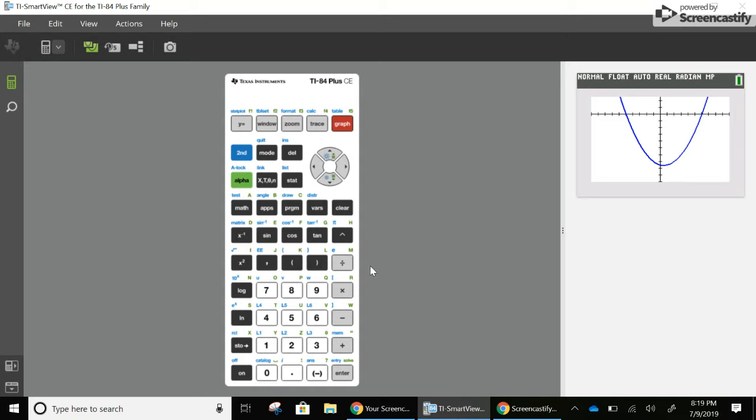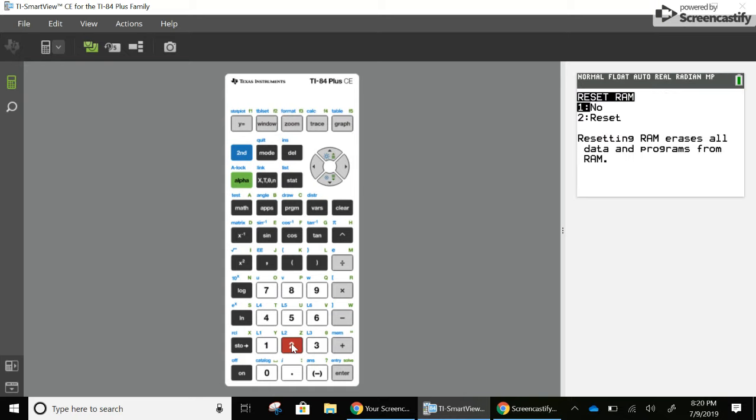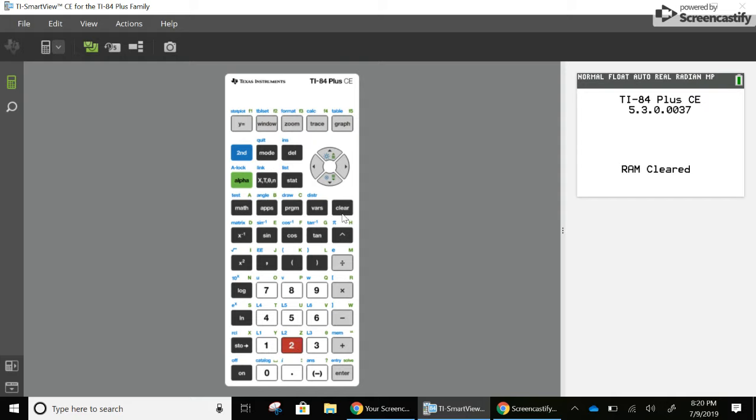We've explained this before. All right, so what are the steps for clearing your calculator? You should have said that it is second plus 7, 1, 2. And that clears your calculator. All right, so we'll do that.